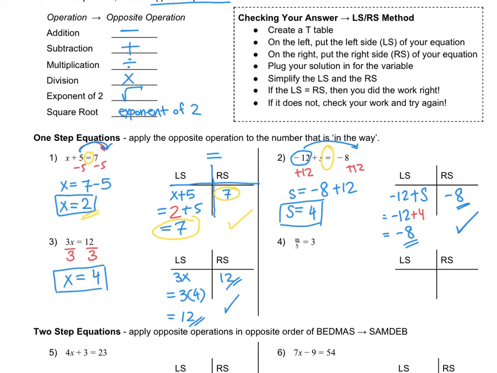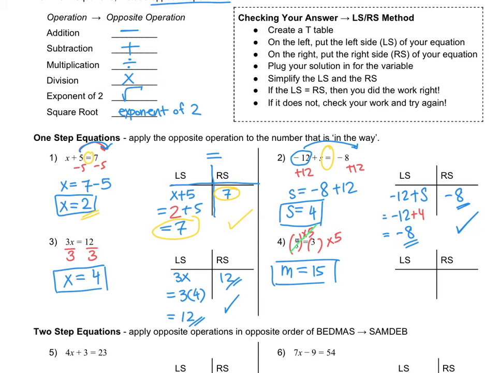Now our last one-step equation is m over 5 equals 3. Remember, fractions are just division. So I'm doing m divided by 5. The opposite of division is multiplication. So if I want to get rid of the 5, I'm just going to multiply both sides by 5. That way, when I do the over 5, the division of 5 with the multiplication of 5, they cancel out, and I'm just left with the m. And when I do 3 times 5, I get 15.